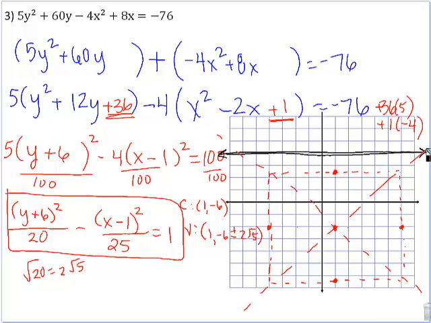And then which way should this open? Where did we say our vertices were? They were up and down, so we're going to start at our up point here and open our hyperbola up. Start at the down point and open our hyperbola down. Go towards your asymptotes, but don't cross them.